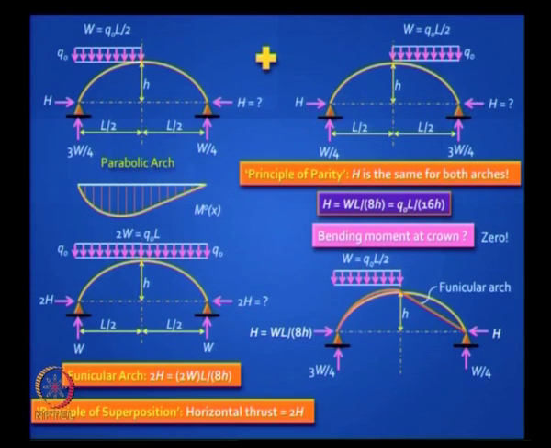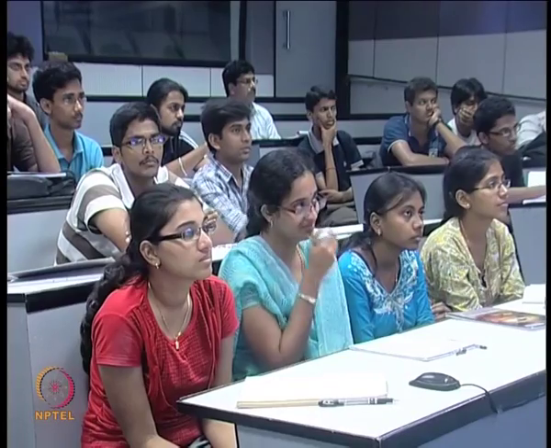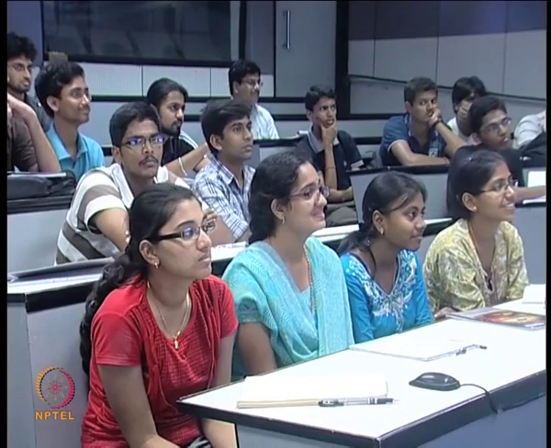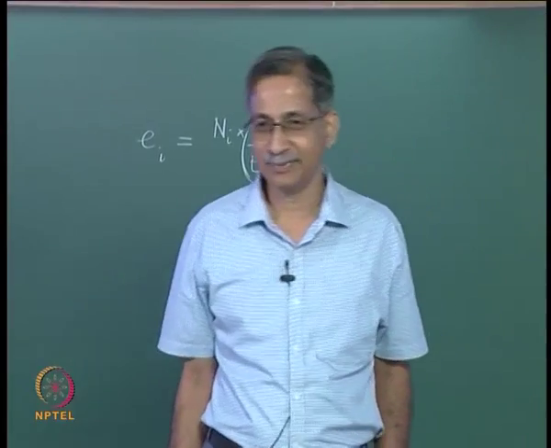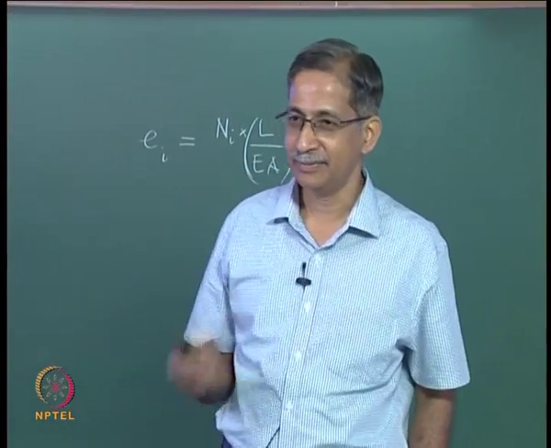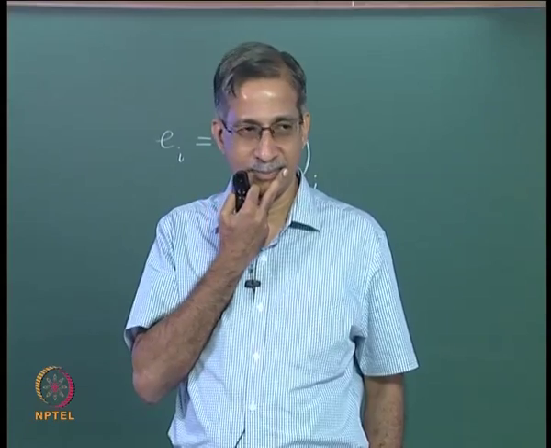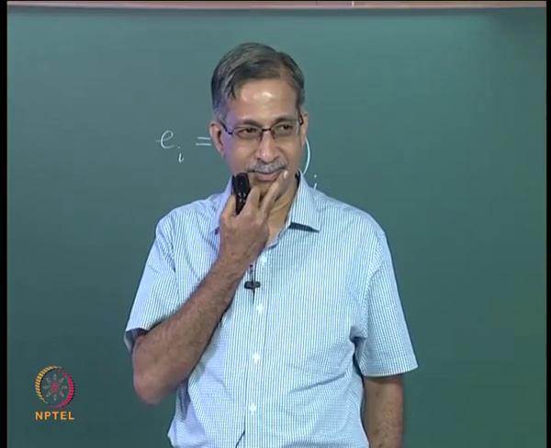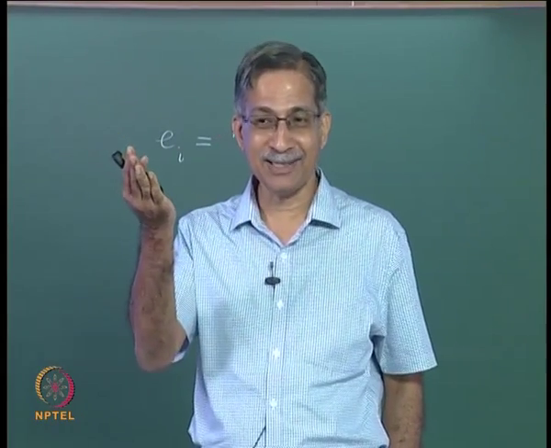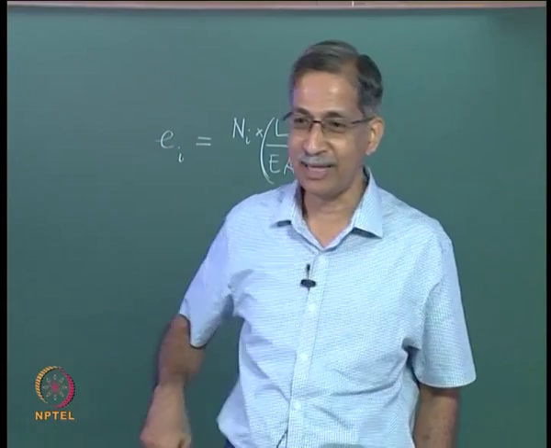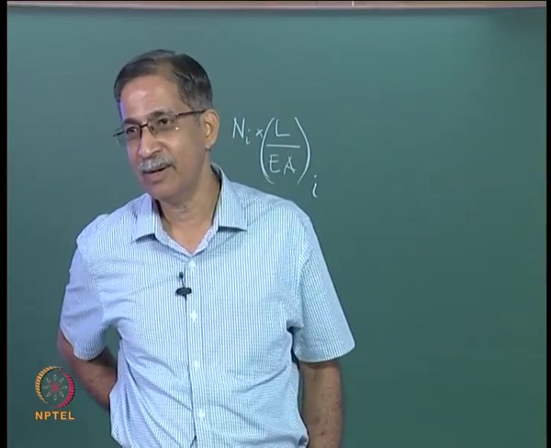You will find that the bending moment at the crown is 0. Why will the crown moment be 0? Yes. So it's like a 3-hinged arch, because if the moment there is 0, it's like you got a hinge at that crown. Why will it be 0?